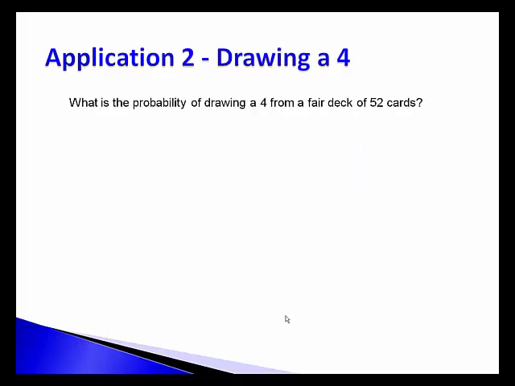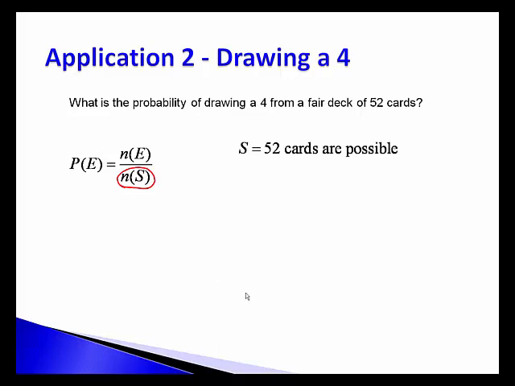This time, we'll be asking what is the probability of drawing a 4 from a fair deck of 52 cards. Once again, the probability is the number of outcomes that make it true divided by the total number of outcomes. Let's talk about the total number of outcomes first. If I'm going to draw a card from a fair deck of 52 cards, how many possibilities are there for what I could draw? Well, there are 52 of them.